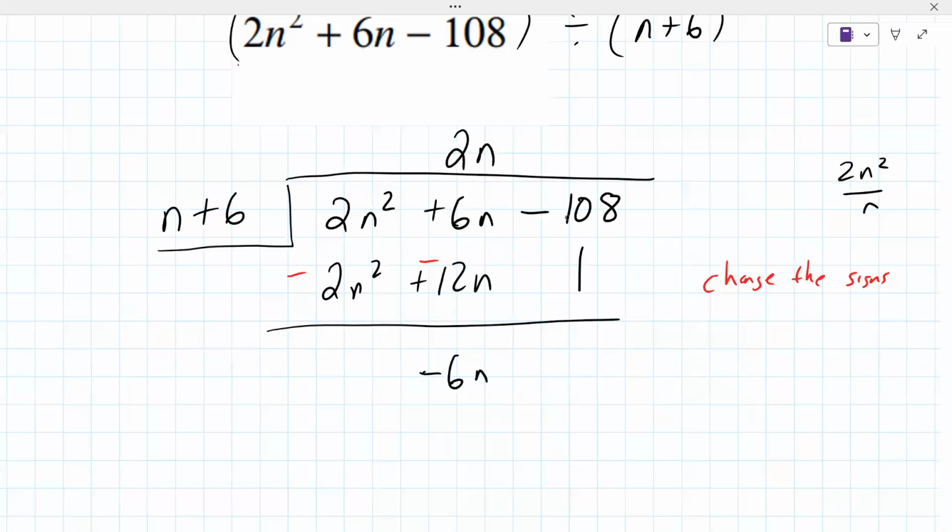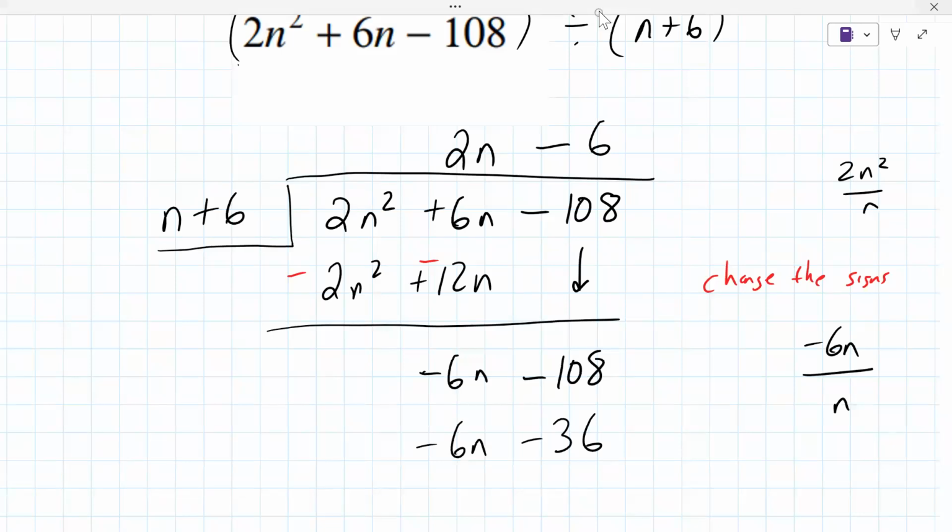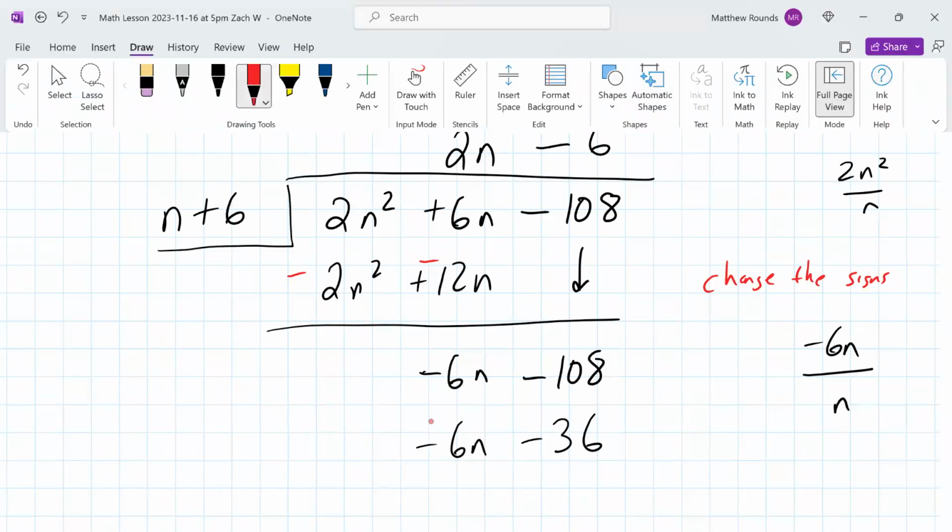Yep, and then you bring down the next term. So then it's the same thing. You take the leading one, minus 6n, and divide it by n, so that would be minus 6. Oh, so I just keep the minus 6 up there. Yep, minus 6n minus 36. And then you again change the signs.